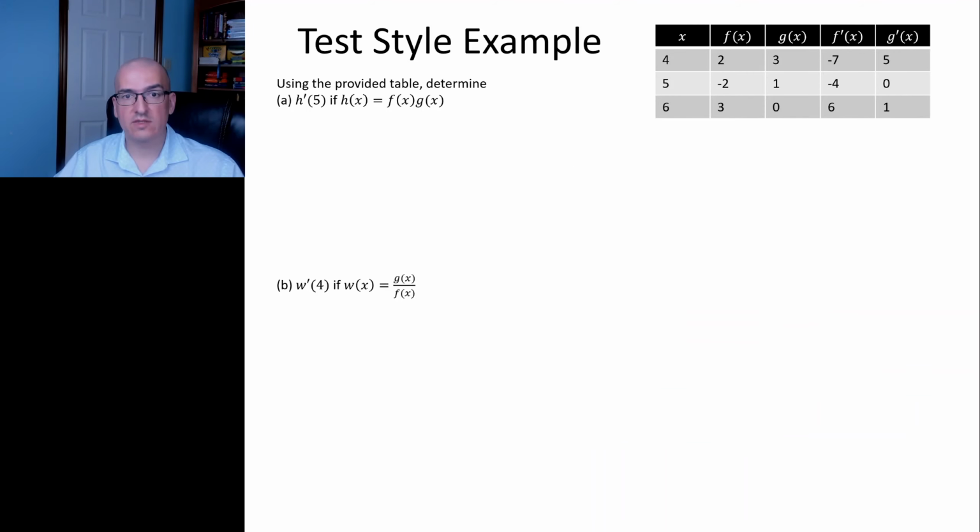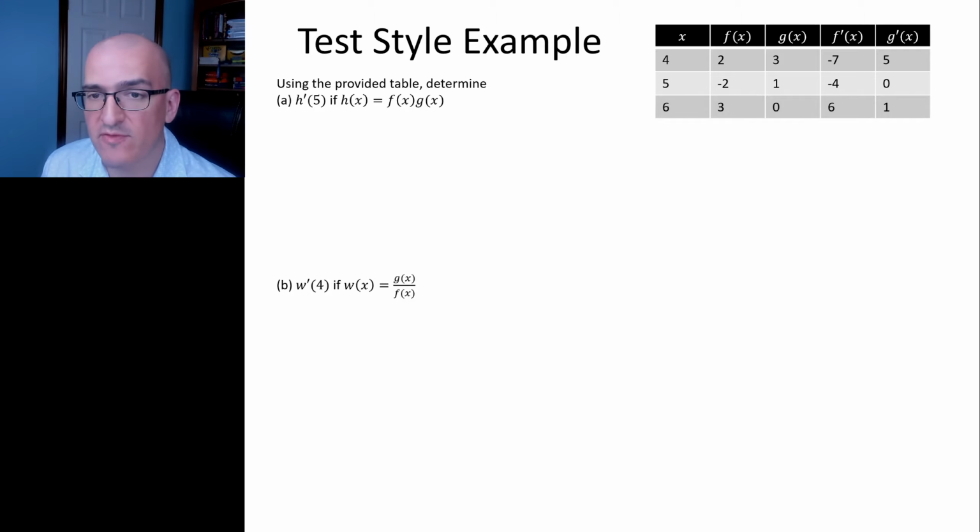Oh, I almost forgot the most important example, the test style example. It's also important for other reasons. It's important because it's data, and it's very rare that in an application you actually have functions. You usually have data. So in this question, we've been given data about f of x, g of x, f prime of x, and g prime of x at different x values: at x equals 4, x equals 5, and x equals 6. And we need to use some of this data to solve parts A and B of the question. Part A, find h prime of 5 if h of x is equal to f of x times g of x.